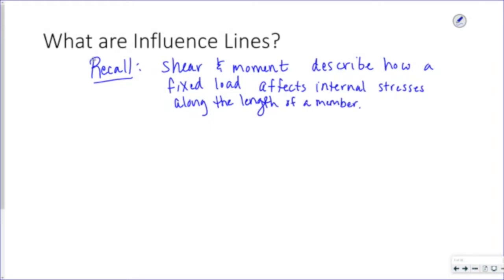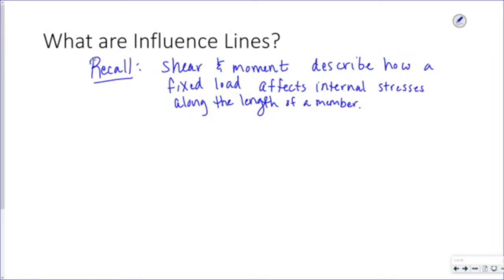A shear moment diagram tells you how a fixed load affects the internal stresses, the shear and moment, along the length of the beam. If I place a load here, what does that do to the shear and moment along the length of the beam? Which you then use for design to say, okay, here's my maximum moment, it occurs here. Here's my maximum shear, it occurs here, according to a fixed load.